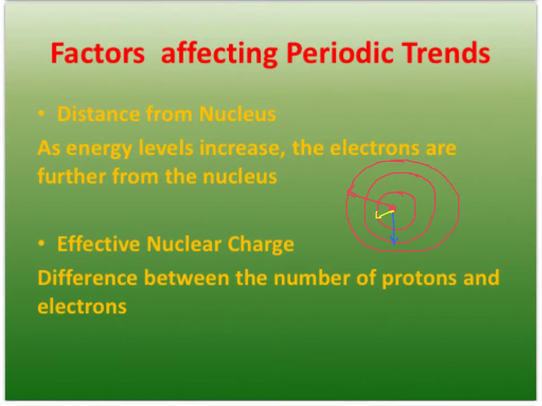Now we also talk about the effective nuclear charge, and we call that the Zeff. That's the difference between the number of protons and electrons. So to calculate Zeff, we'll look at the atomic number, the number of protons, minus our core electrons, which is essentially the same as the number of valence electrons. And we'll talk about that later on also.